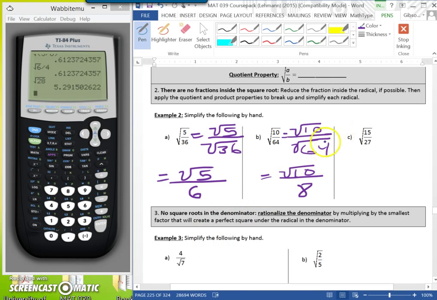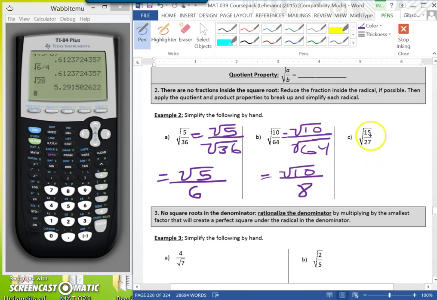Now, one other thing I want to say to you all before we did B. If we would have just done the fraction first, we could have simplified 10 and 64, but I don't think that would have been good here. Because if we would have simplified this, we wouldn't have 8 as the whole number in our denominator. So before you simplify, make sure whether or not this is a perfect square. Does everyone follow that?